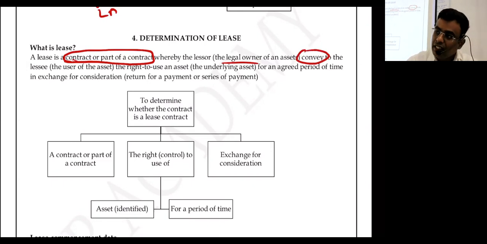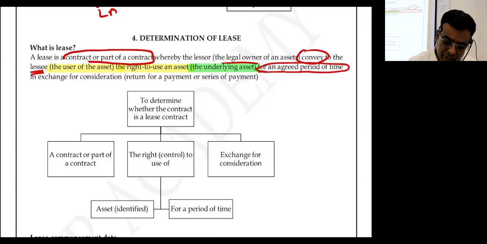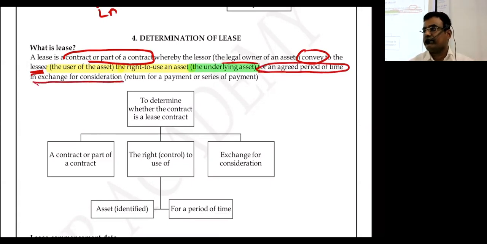Whereby the lessor conveys, who conveys? The lessor conveys to the lessee. What does he convey? The right to use an asset, the underlying asset, for an agreed period of time, in exchange for consideration. Every point is a key point.